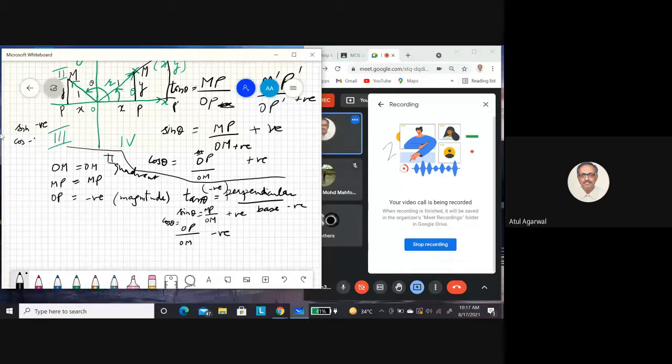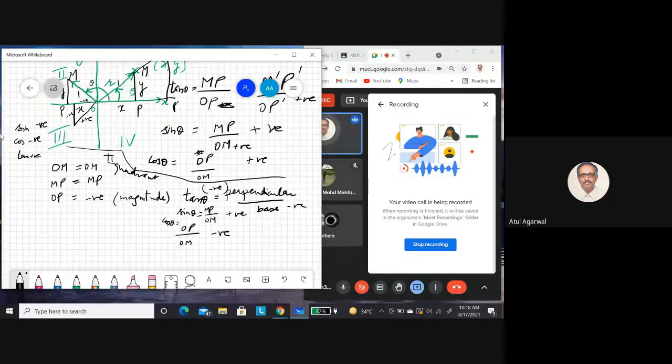You take, draw a perpendicular. Now what is happening? This perpendicular is negative. Base is negative. This ray is positive. Distance is always positive. Radial distance is always positive. So sine becomes negative, cos becomes negative, tan is positive.